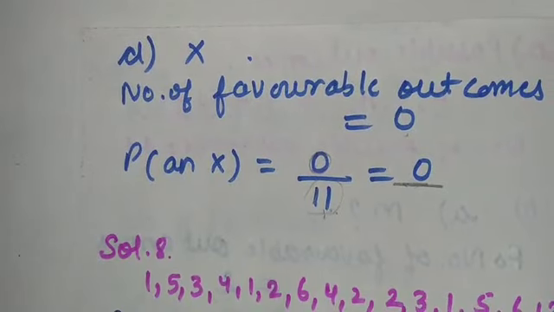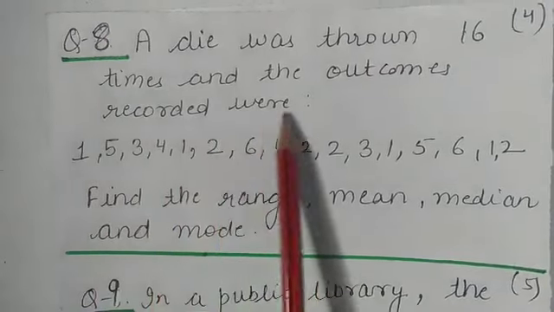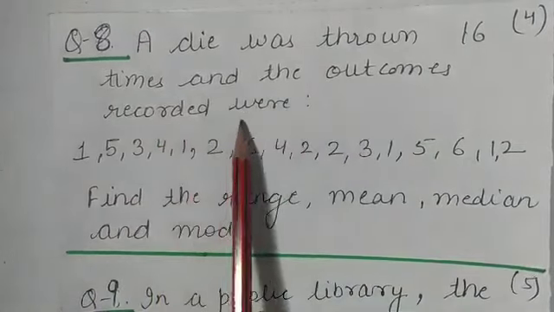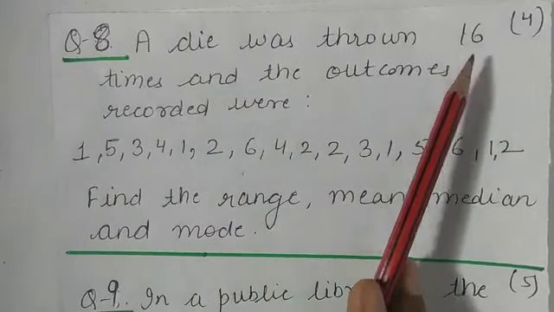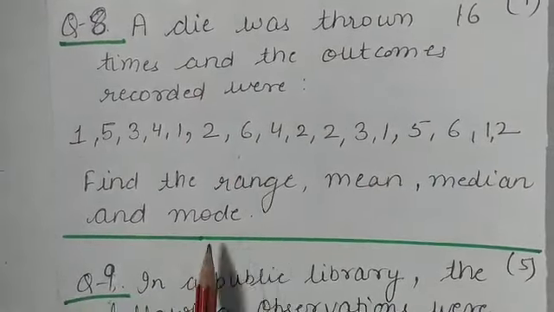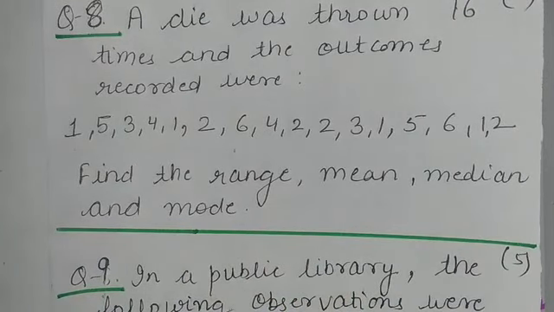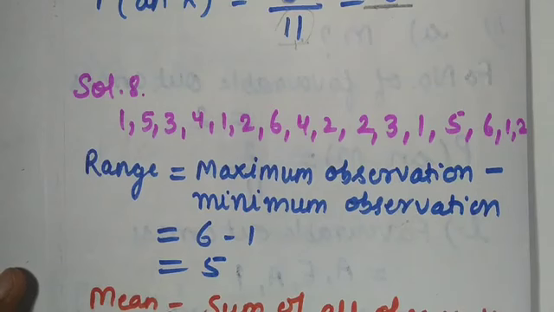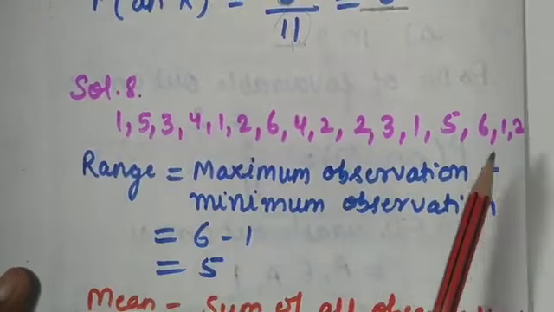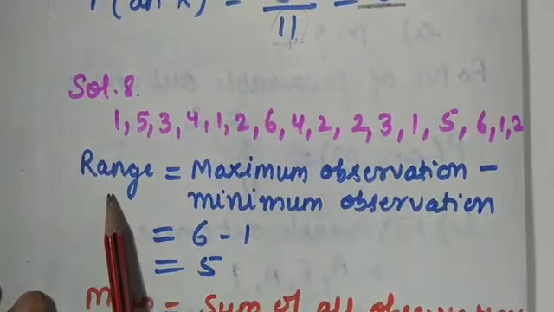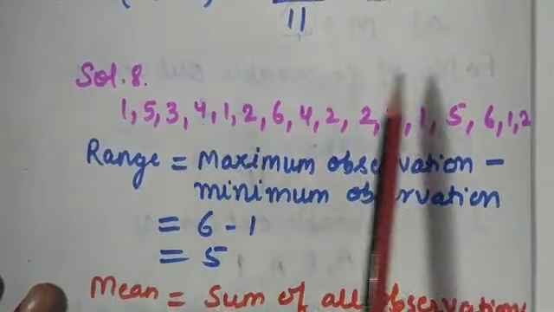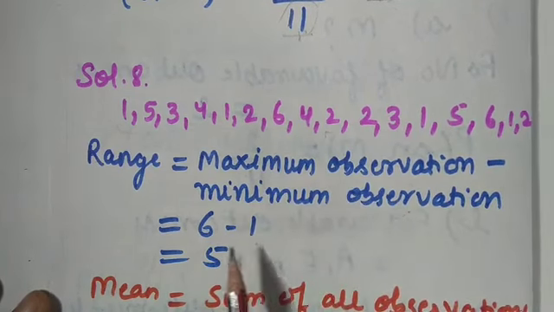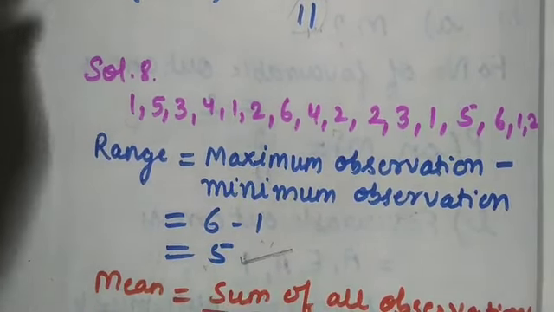Now come to question number 8. Question number 8 is, a die was thrown 16 times and the outcomes recorded were these. These are the outcomes that are recorded when a die is thrown 16 times. So we have to find the range, mean, median and mode. We have to find 4 things: range, mean, median and mode. So these are the observations given. They are 16 in number. First I will find the range, that is the maximum observation minus the minimum observation. So the maximum here I am observing is 6, and the minimum is 1. So 6 minus 1, 5 is the required range.